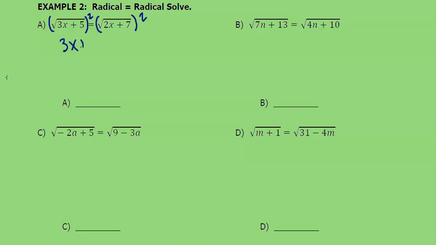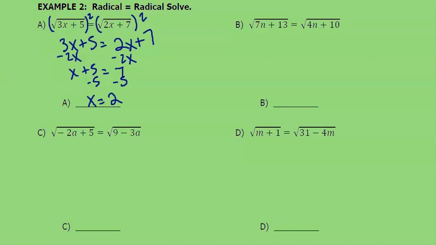So then we have 3x plus 5 equals 2x plus 7. Solve it like a regular linear equation. Subtract 2x from each side. We have x plus 5 equals 7. Subtract 5 from each side, and then you get your solution, x equals 2.